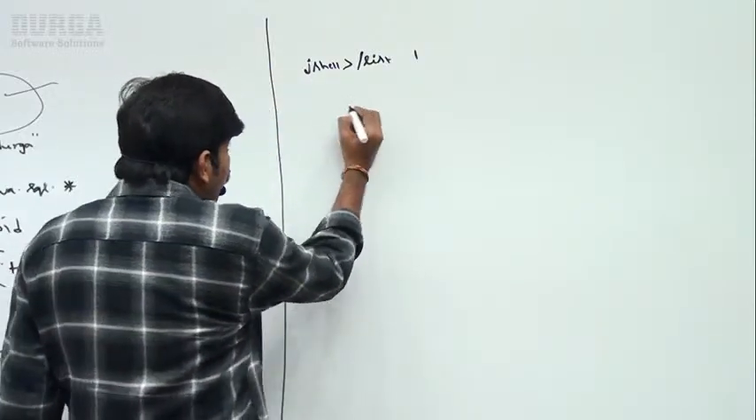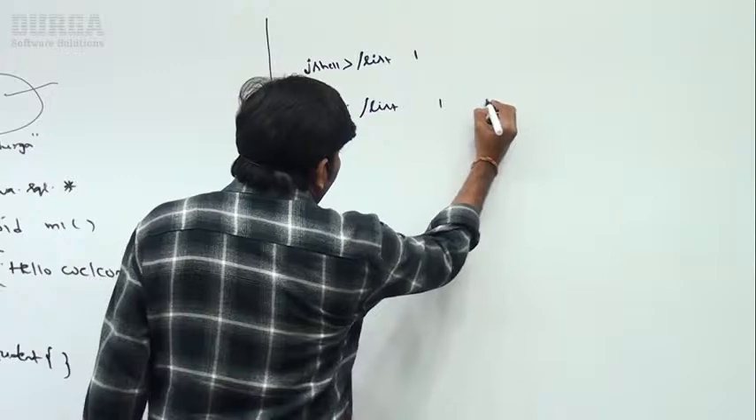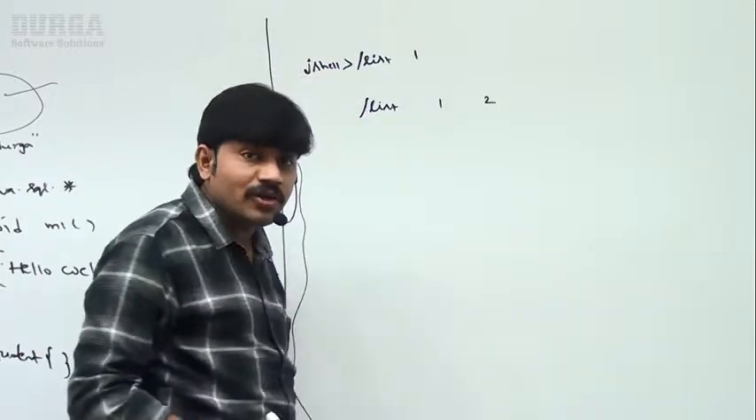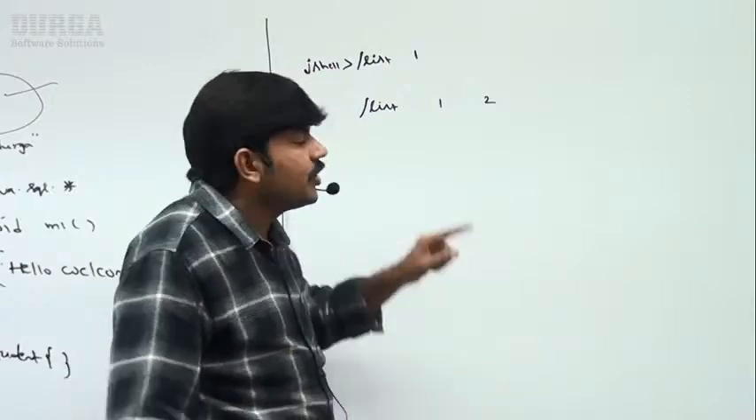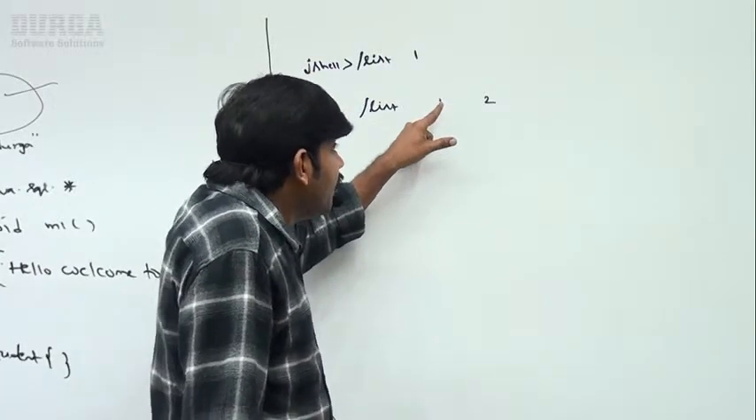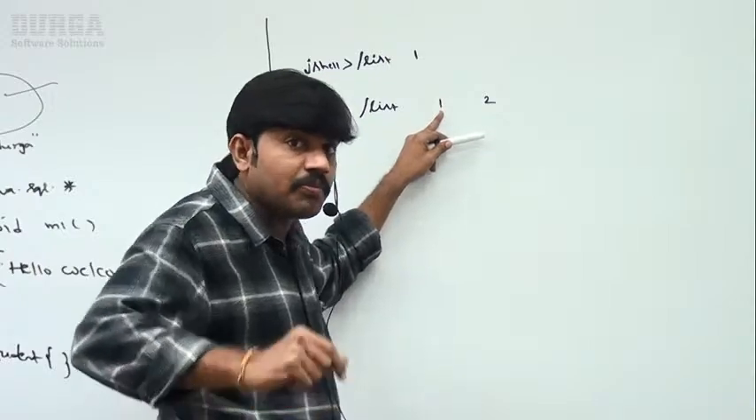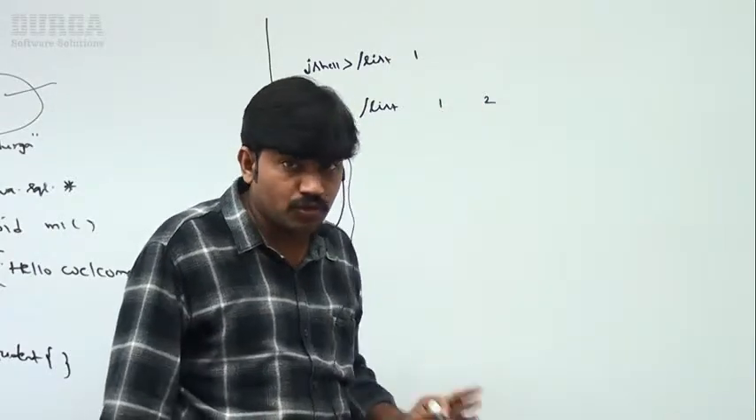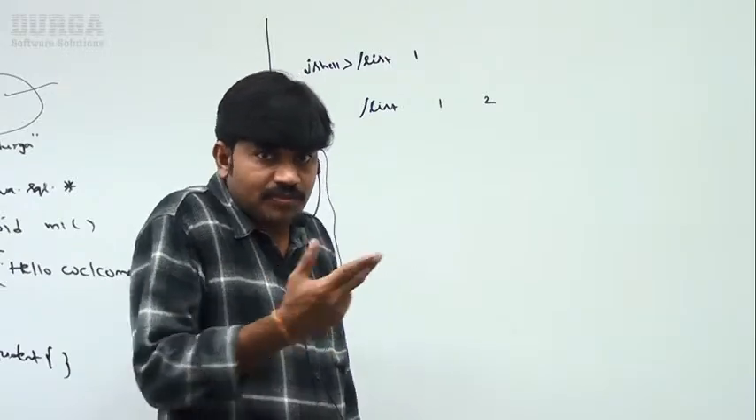Okay, now I want /list 1 2. Now, instead of all snippets, it is going to list out only snippets 1 and 2. The snippet with ID 1 and the snippet with ID 2, the corresponding snippets it's going to list out. Clear? Let me show this one.